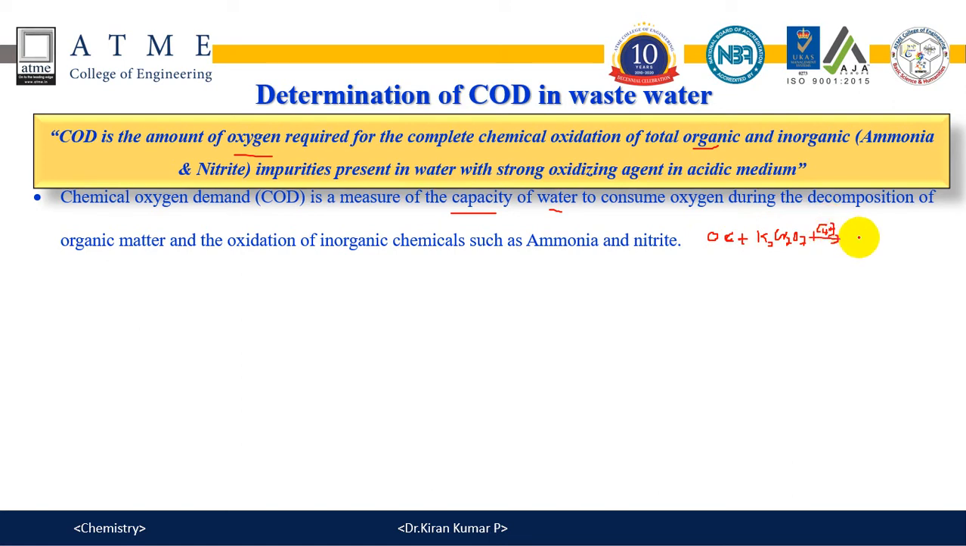All organic matter will be decomposed to carbon dioxide and water. So this is a typical general reaction where the K2Cr2O7 is a strong oxidizing agent. It donates single oxygen. Nascent oxygen is provided here to the organic compounds. So as per the definition, we are measuring the amount of oxygen required for complete oxidation of organic compounds. It means that we need to measure the amount of K2Cr2O7 that is actually reacted with organic compounds.